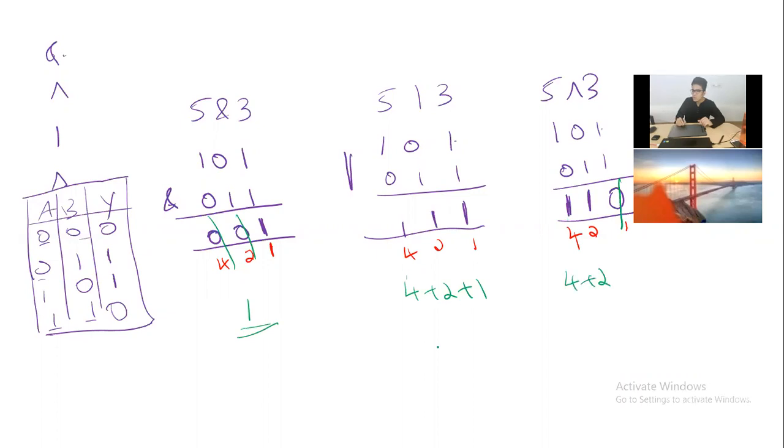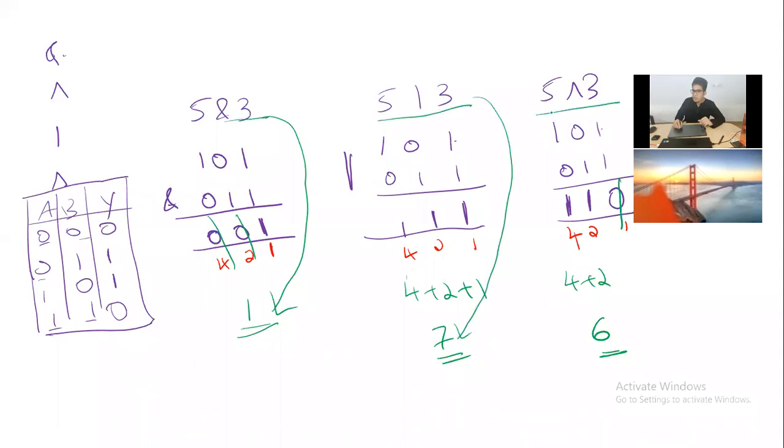4 plus 1 is 7. 4 plus 2 is 6. Which means 5 AND 3, the answer will be 1; 5 OR 3, the answer will be 7; 5 XOR 3, the answer will be 6. This is how to calculate your bitwise operators. Let's compile and let's see whether this answer is the same or not.